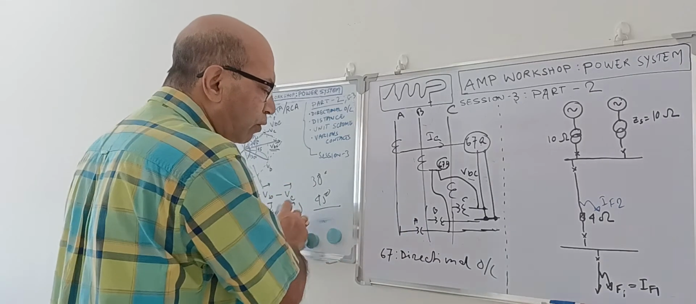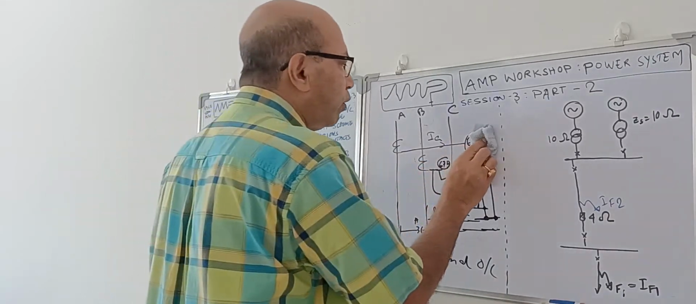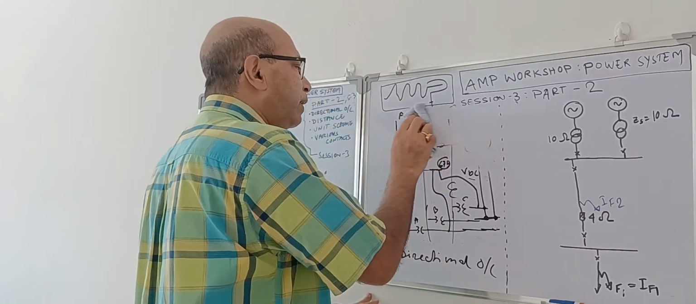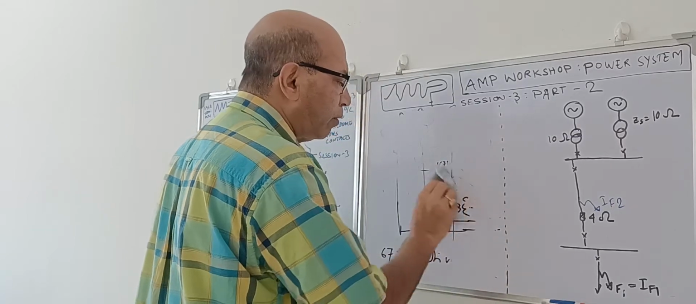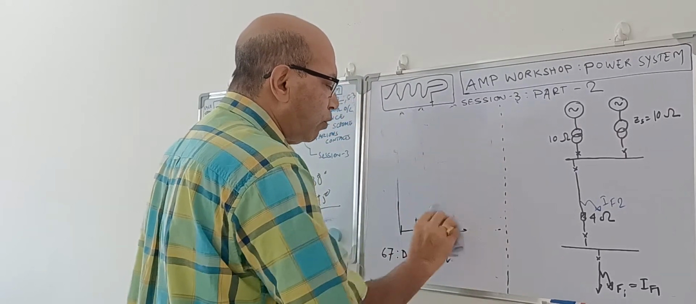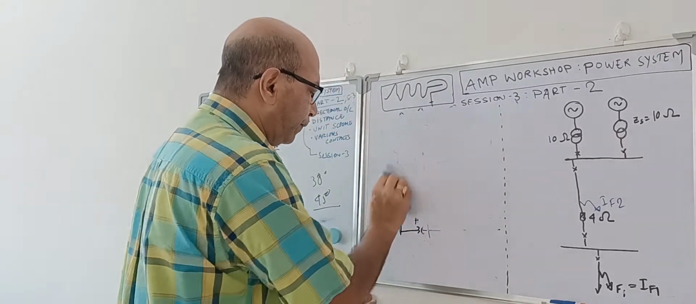With this, we will close directional overcurrent relay. This is one of the non-unit protections. Now we will go to the second non-unit protection, which we call distance protection. Okay.